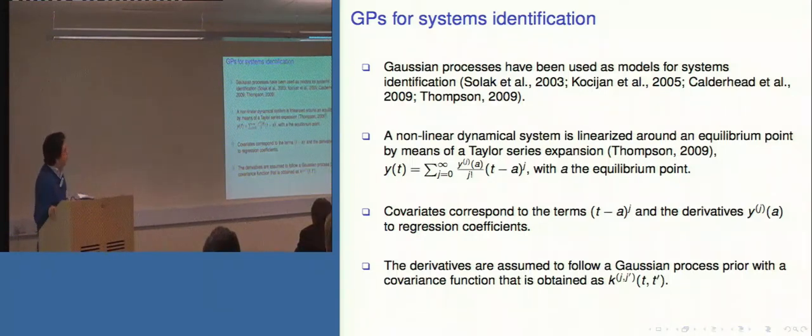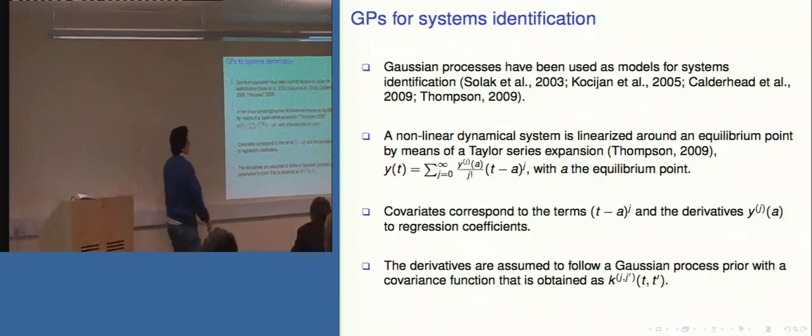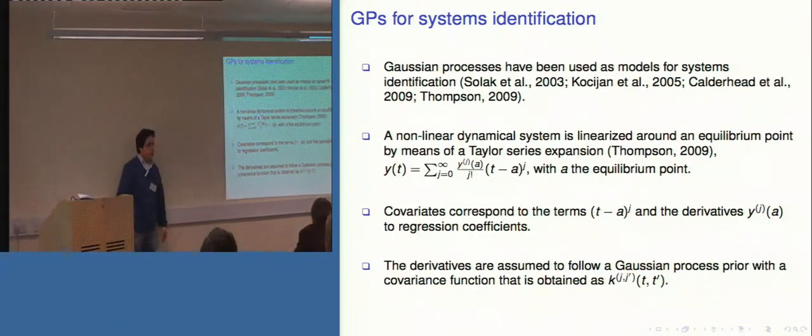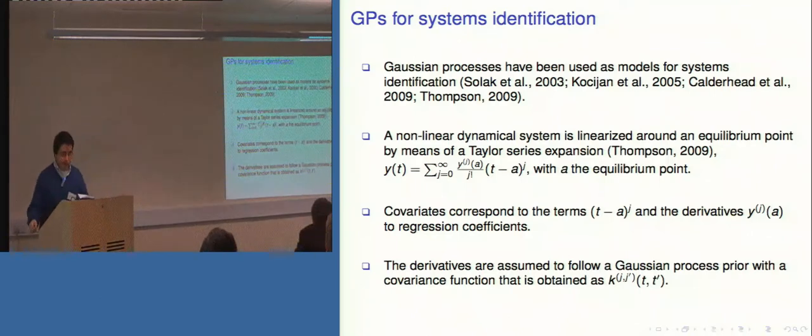So people have used Gaussian processes for systems identification in the past. There are some references there. One simple way is that you could express your function as a Taylor series expansion, for example. And then you can assume that these terms are your covariates, and the derivatives are the regression coefficients. And then you can do, for example, Bayesian linear regression over that.